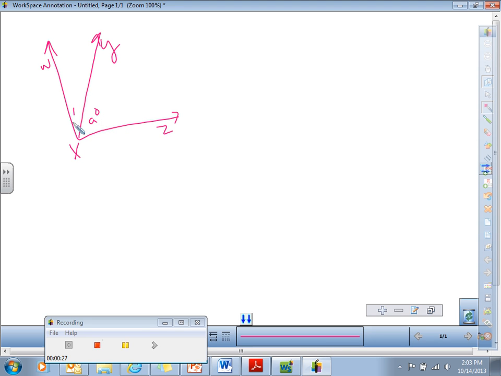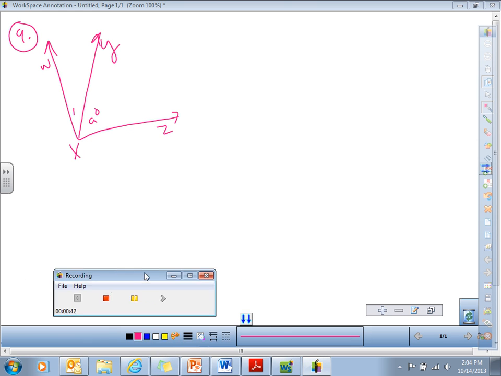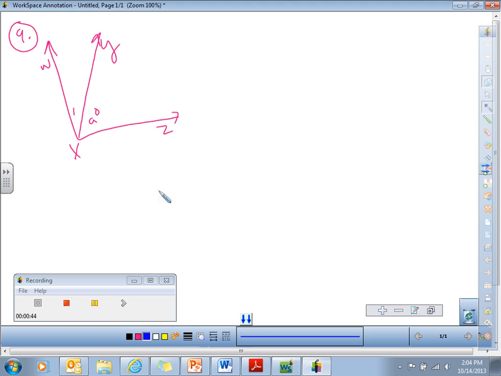So, number 9 says if the measure of angle WXZ, that's this entire angle, this whole thing is equal to 122. It says, what is an expression to represent the measure of angle WXY?